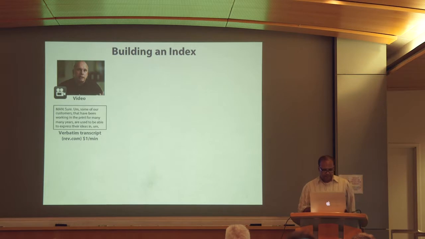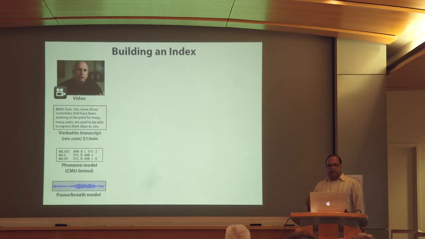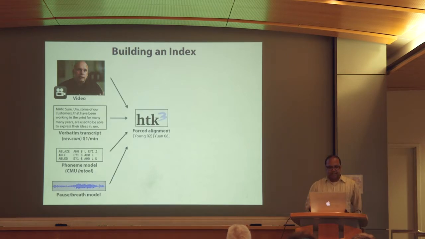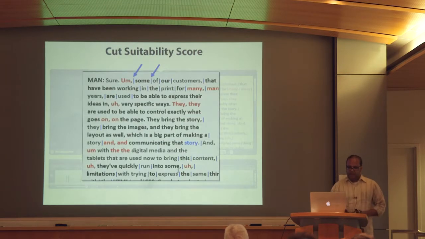Now, to align the transcript to the video, we use an audio model of the phonemes, as well as a model of the pauses and breaths. We then apply a forced alignment algorithm based on an underlying hidden Markov model. And that produces the aligned transcript view that I showed you earlier. So next, we compute these cut suitability scores.